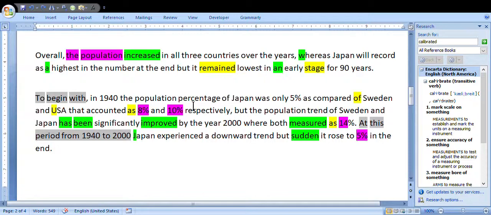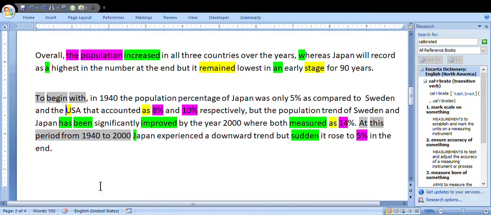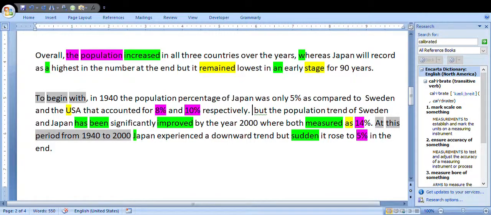In 1940, the percentage of Japan, the population percentage, the percentage of older people in Japan was only 5%, as compared, not of, but to Sweden. And here we're missing a word. I don't know, actually, this is probably not, yeah. USA also is preceded by the. That accounted, again, collocation with accounted, we use for. Again, end your sentence. End your sentence. That's enough for the sentence.